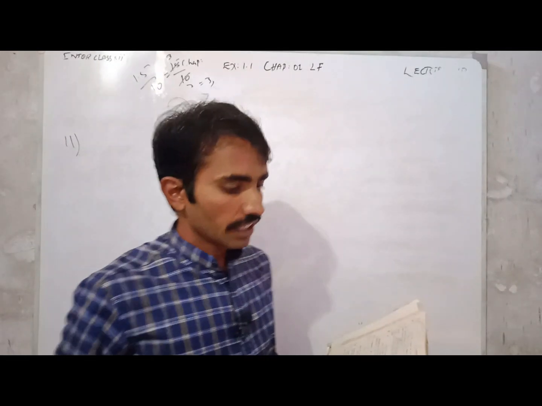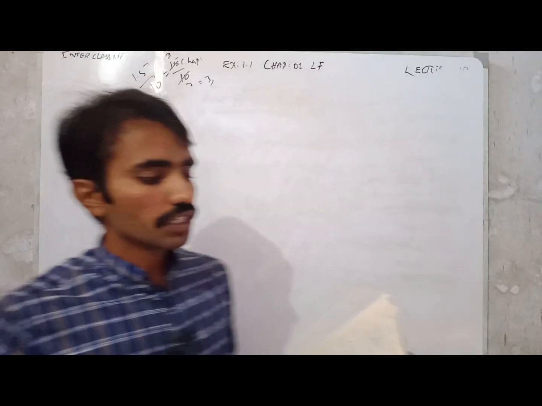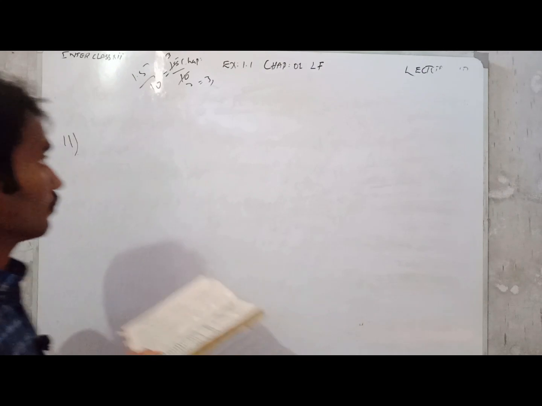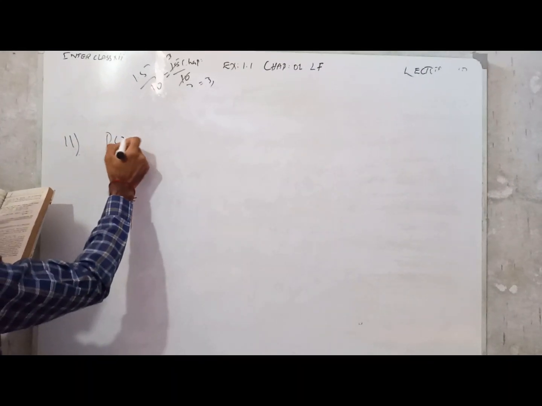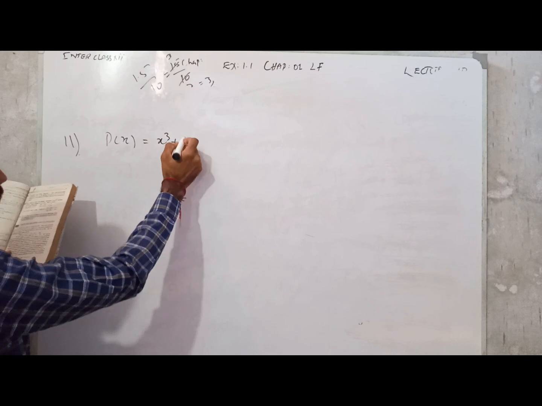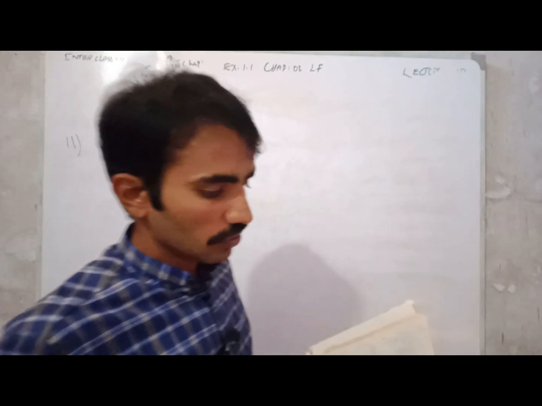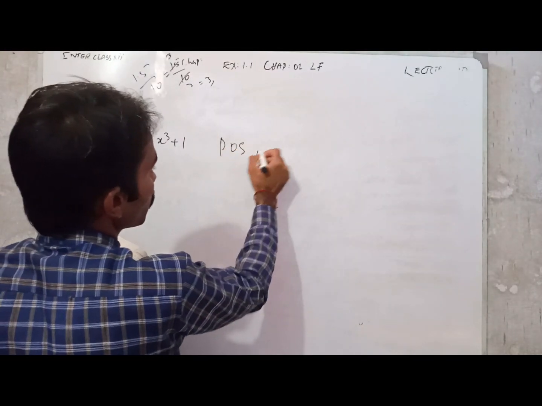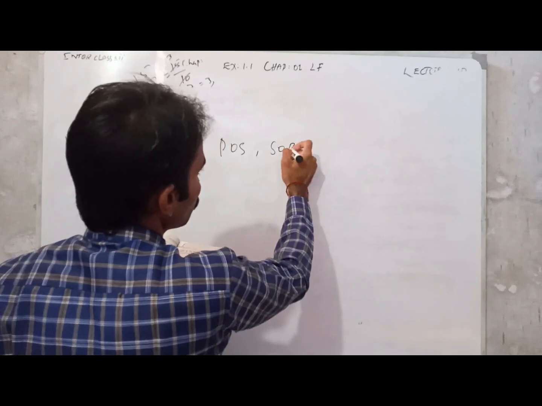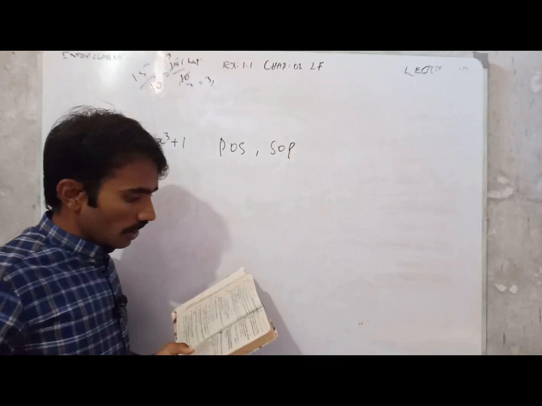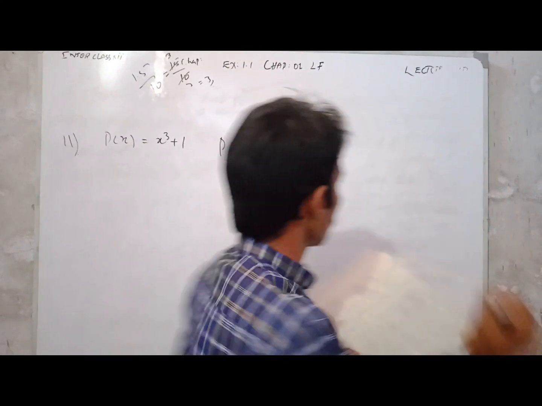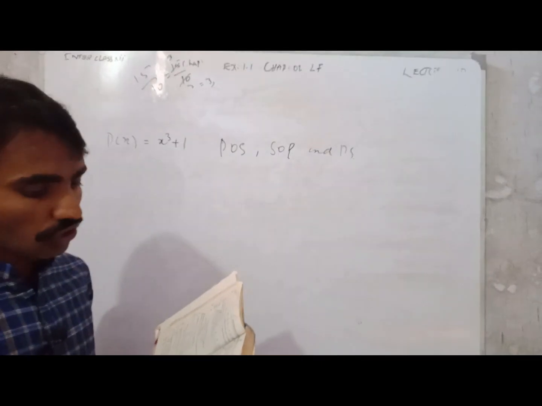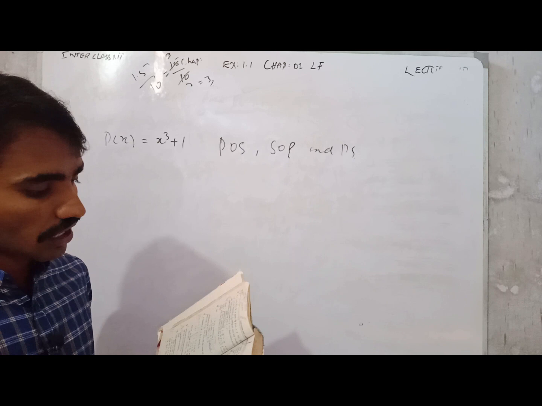Consider the sine function s and the polynomial function p, real number to real number, defined by p of x is equal to x cube plus 1. For all x belonging to real numbers, find p of s and s of p, and show that no two of these are equal.